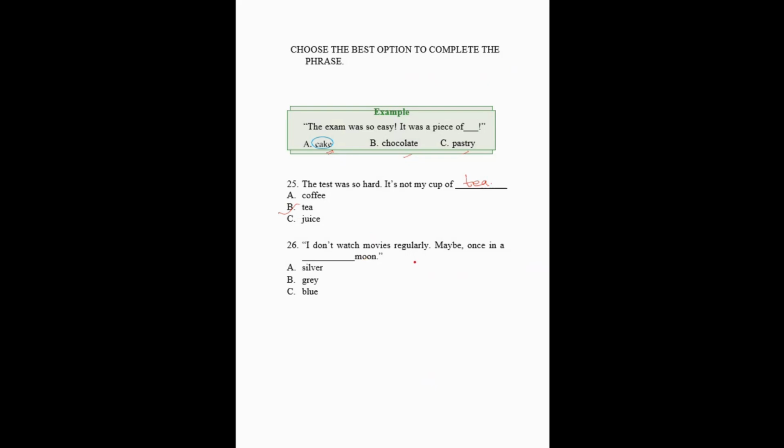I do not watch movies regularly, maybe once in a silver moon, grey moon, or blue moon. It is blue moon because blue moon is once in a while only, not on a daily basis, right?